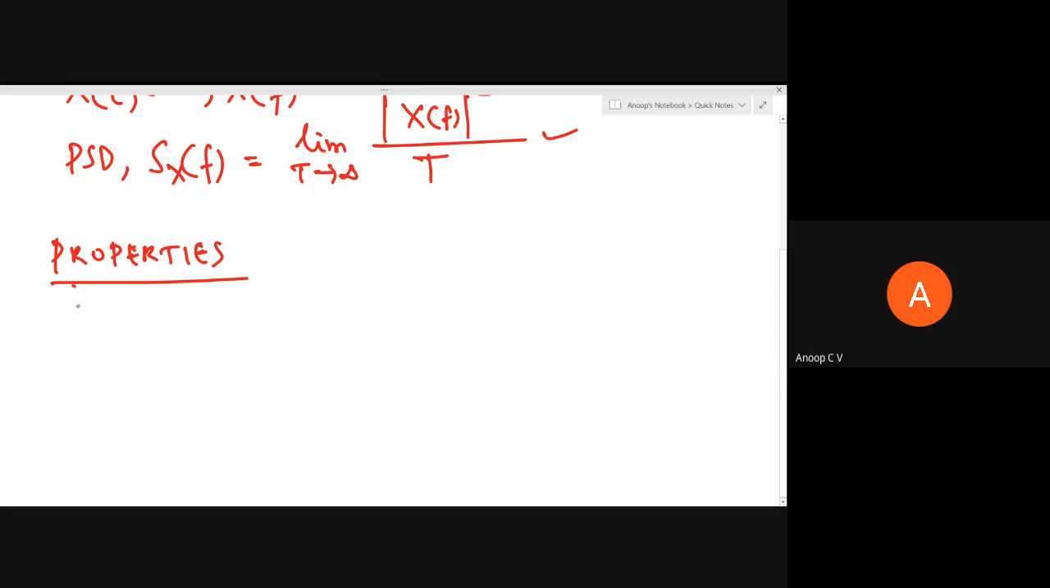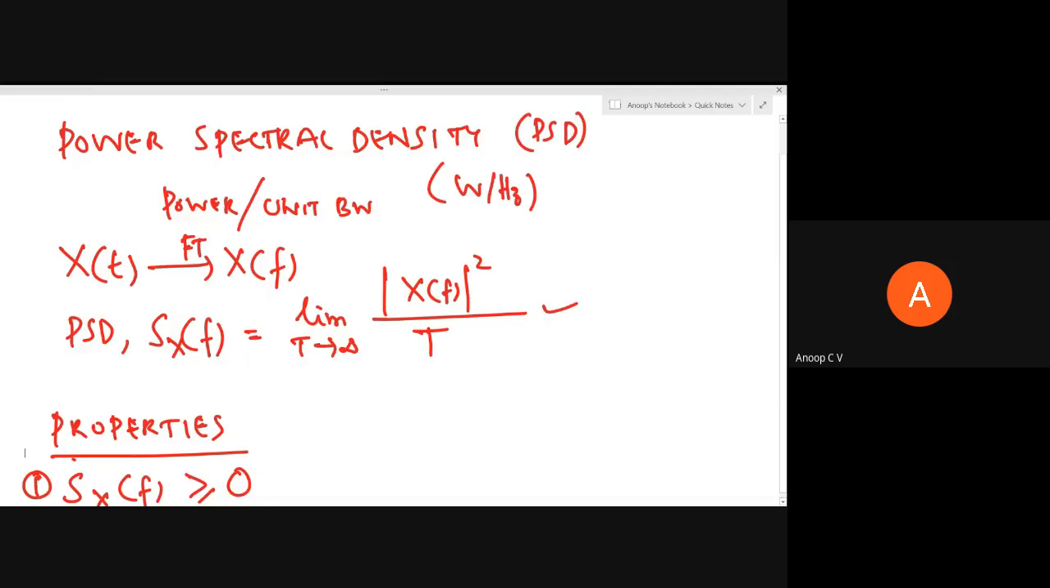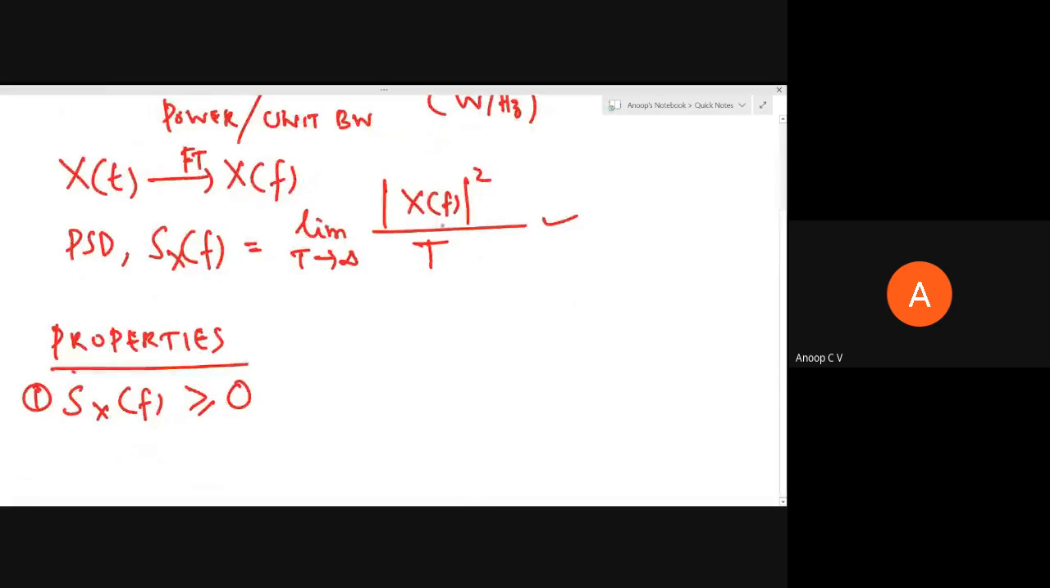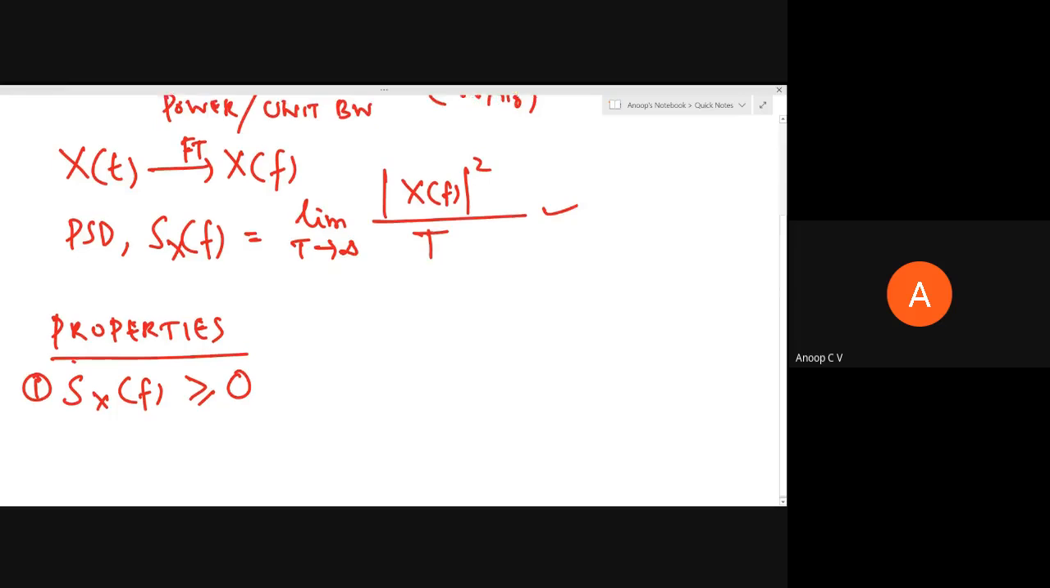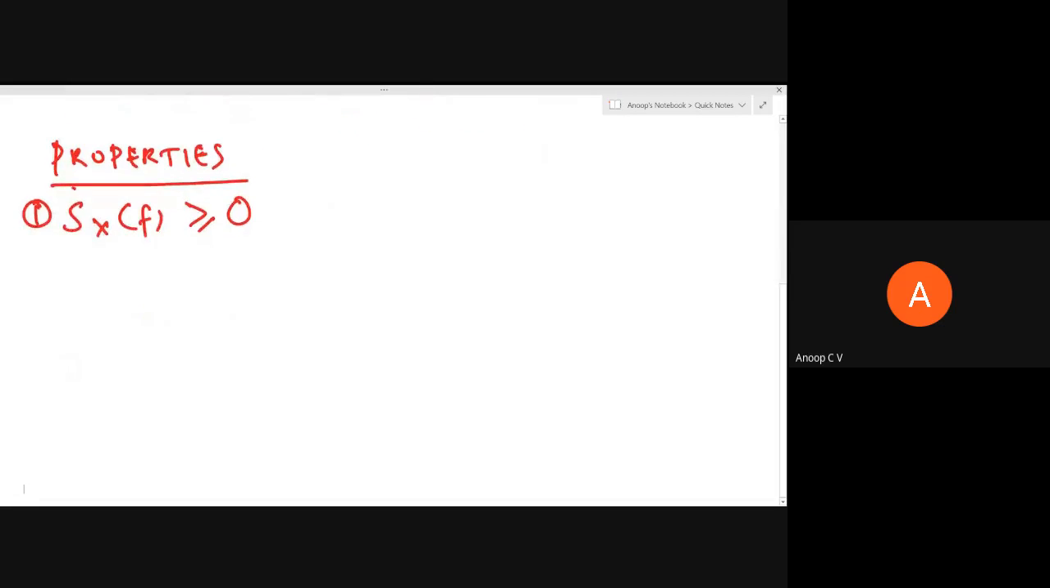Now the properties. The first one is Sx of f will always be greater than or equal to 0. It will always be positive. If you see the definition of Sx of f, it is mod of X of f square. Mod of X of f will always be positive, so Sx of f also will always be positive. Any signal will have some power or some energy. A signal with zero energy or zero power does not exist. So power spectral density will always be positive.